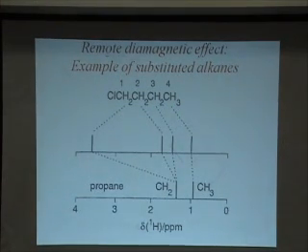Diamagnetism means that when you apply an external field, a current flows so that it opposes the external field, which means de-shielding. So there is a remote diamagnetic effect as well, and there is a range of this electronegativity phenomenon. Now you are understanding the mechanism of how chemical shift is induced.